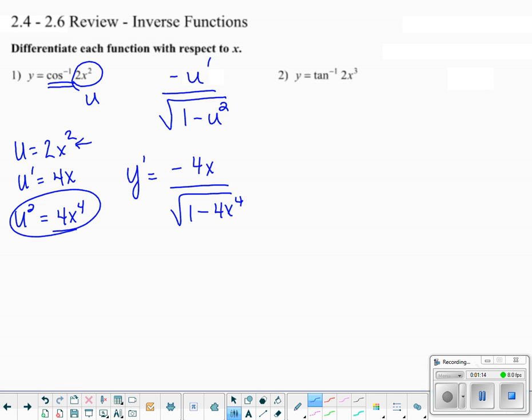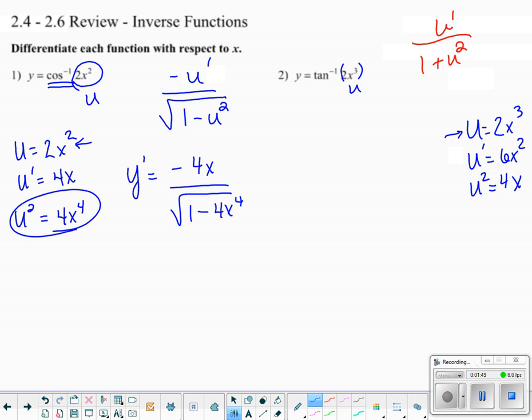Number 2, tan inverse of 2x cubed. Well, this just identified my u. Now, do you know your pattern for tangent? The arctan derivative would be u prime over 1 plus u squared is the pattern. So let's just set up our u would be 2x cubed, the u prime would be a 6x squared, and the u squared would be a 4x times x cubed squared would be a 3 times 2 or 6 for that exponent.